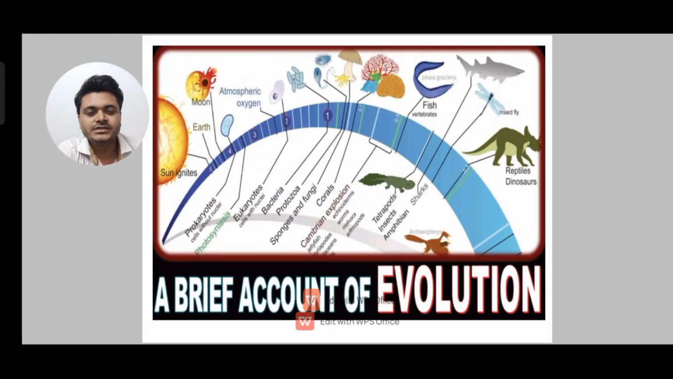So you can see in this picture different organisms are there, and different organisms have originated in different areas and in different eras. Okay, so you can see the different eras. I'll discuss this one by one.